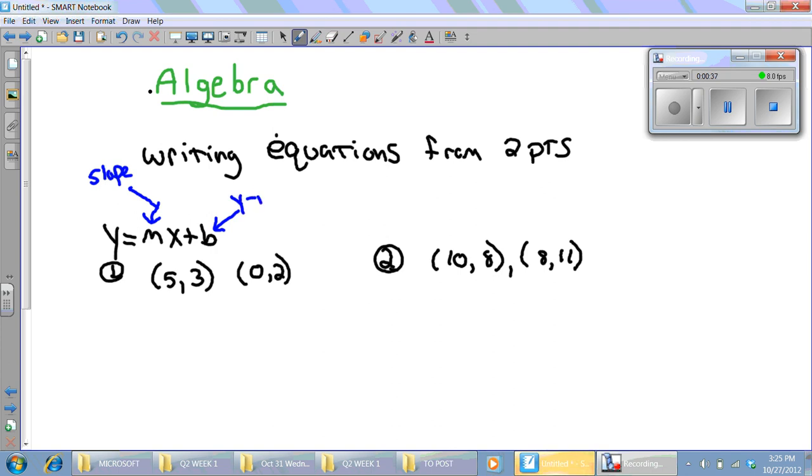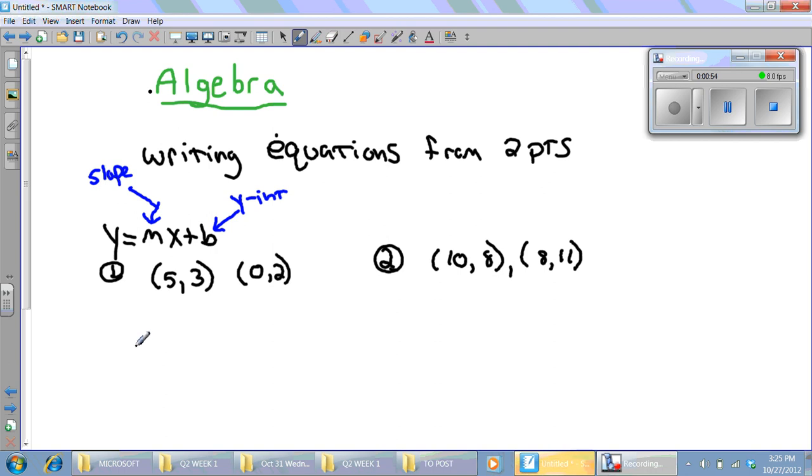Remember, a y-intercept is the point on the y-axis that the line crosses, and we know the x-coordinate is 0 of any point on the y-axis. So let's take a look at these 2 points. We have the points 5, 3 and 0, 2.